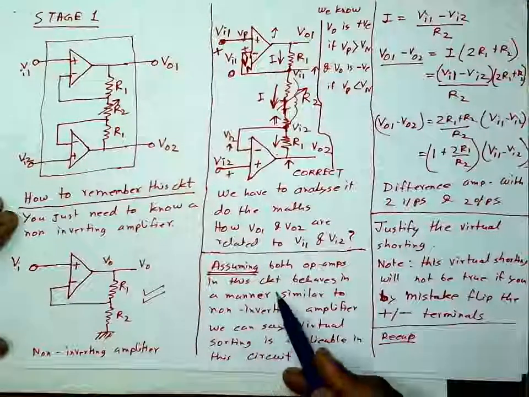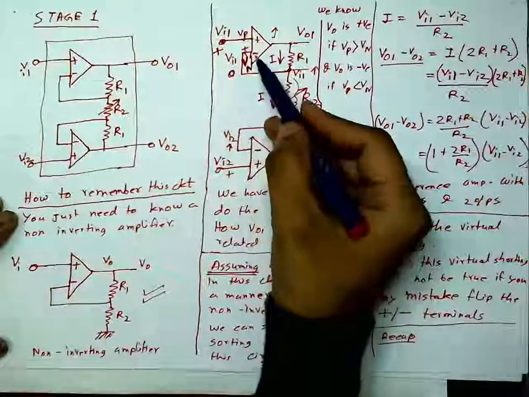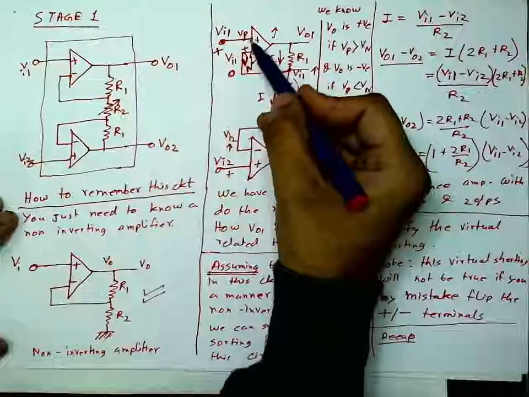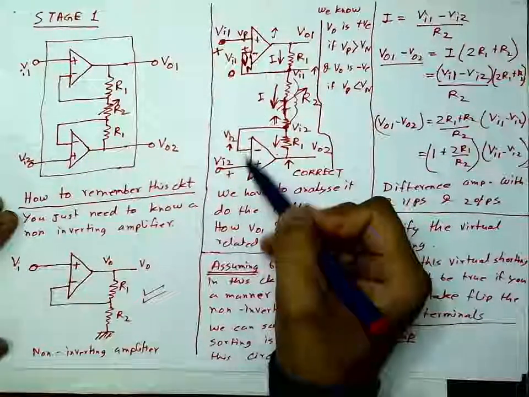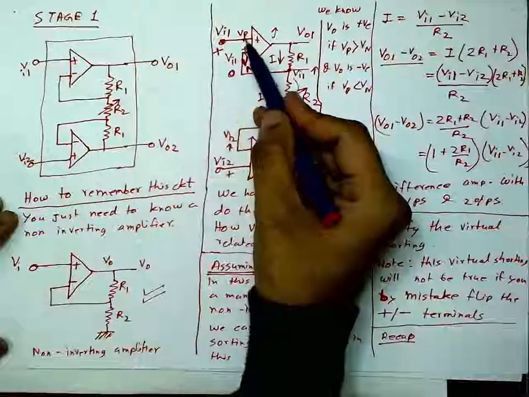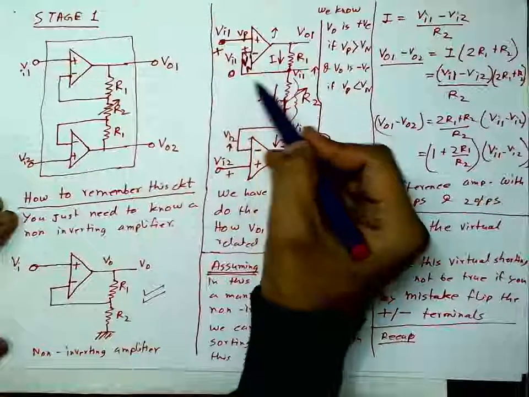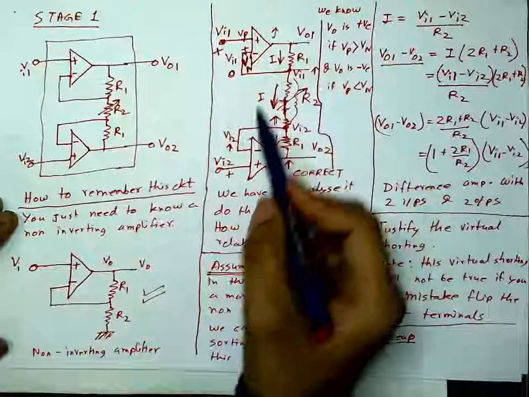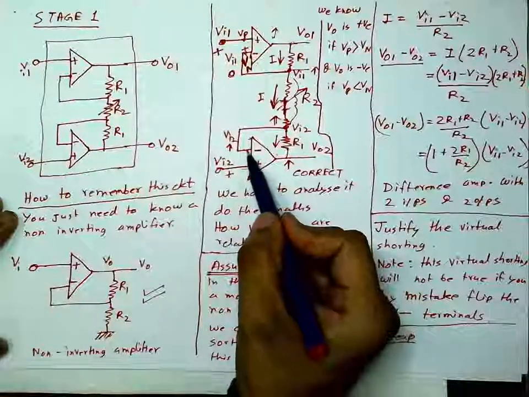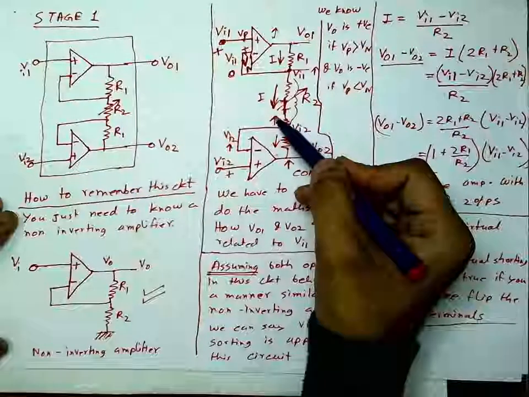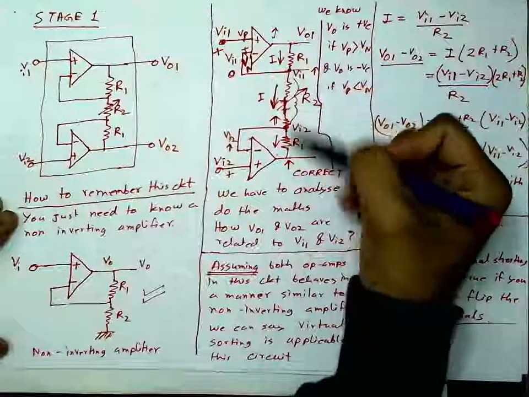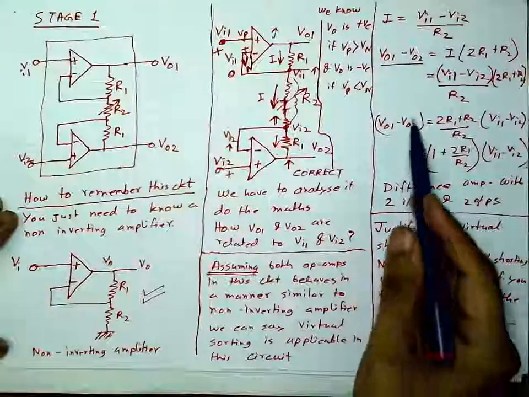And while doing the analysis, we know that these two points will be at the same potential. So if this is VI1, this will be VI1, which means this will be VI1. Similarly, if this is VI2, this will be VI2, which means this will be VI2. So you can compute this current, and therefore you can compute the difference between VO1 and VO2, which is very simple here.